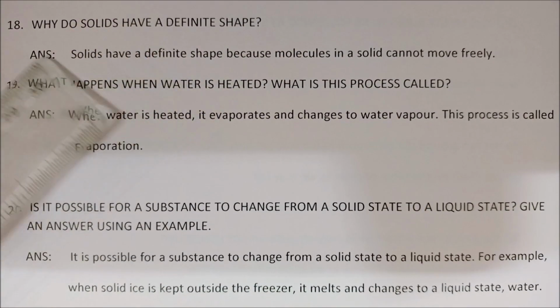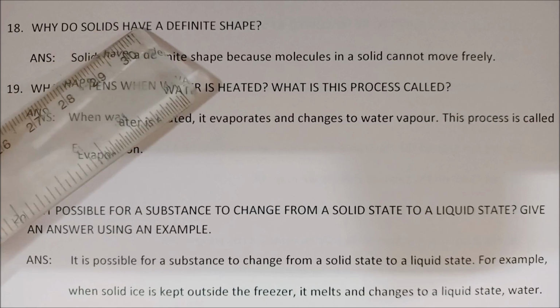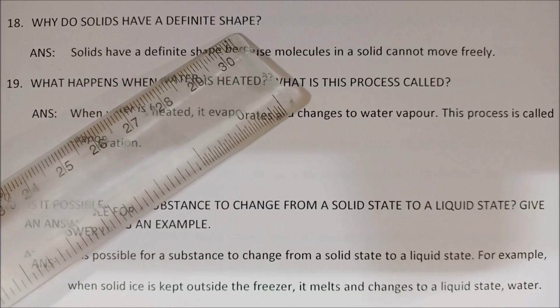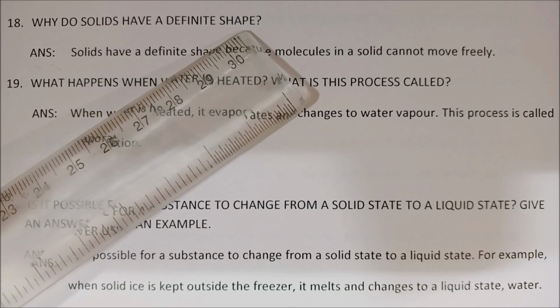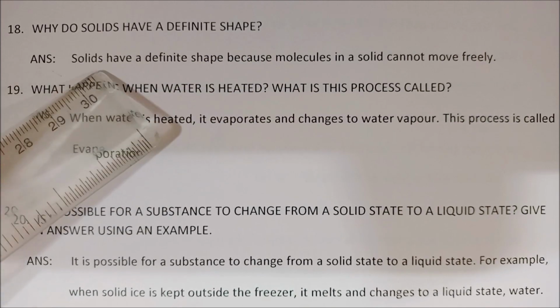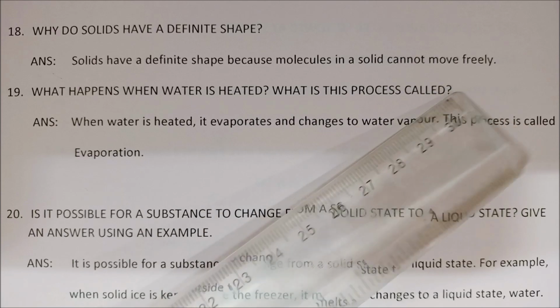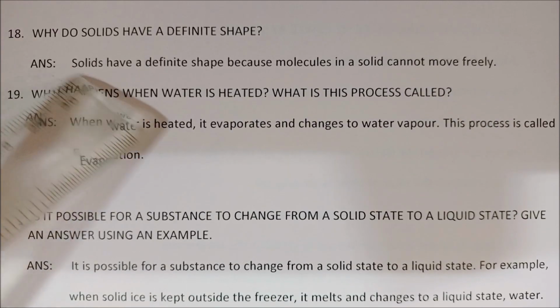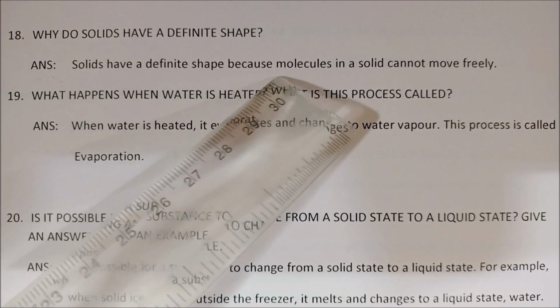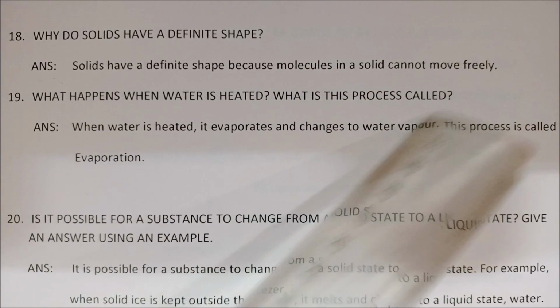Children, your next question, question number 18. Why do solids have a definite shape? Solids have a definite shape because molecules in a solid cannot move freely.